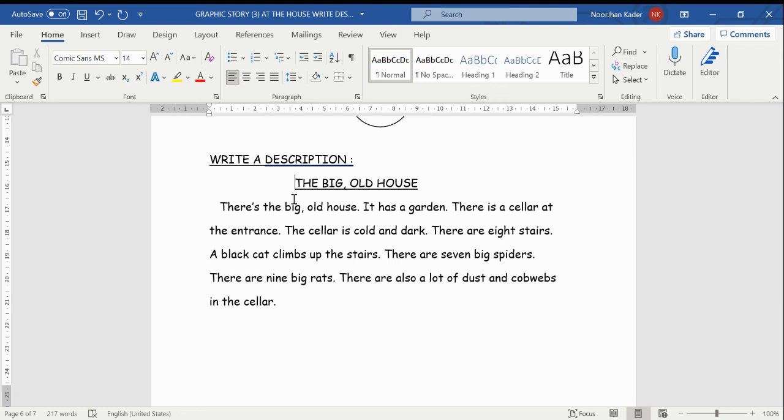So why do I use are? Because more than one, you have to use are. There are. And dust is actually uncountable, so you would use is, but because I combine it with cobwebs, which is a countable noun, I still use are. And you can see here, there is a cellar because we're talking about one cellar. So is. Okay, so you understand? Everything has been done. We've already written a description of the old house.